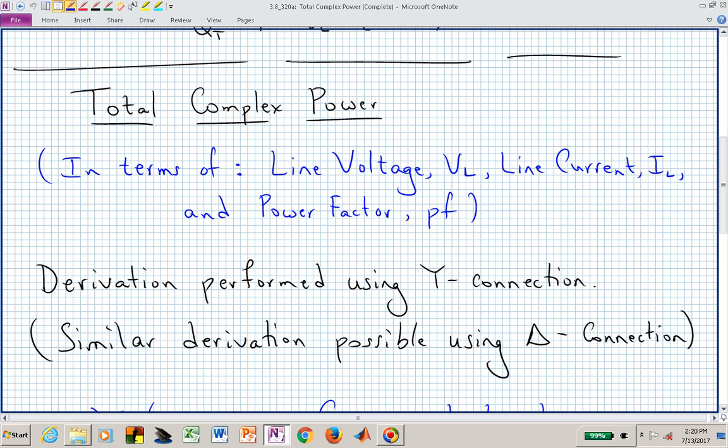But to derive these formulas from the techniques that we have available to us, we do need to fix one of the connections and then work with that and derive these relationships. I'm going to go ahead and show this derivation using a Y connection structure. But you could do the same derivation. It's not going to be exactly the same, but you'll get exactly the same expressions, because those expressions do not depend on the configuration. They just use the line voltage, the line current, and the power factor.